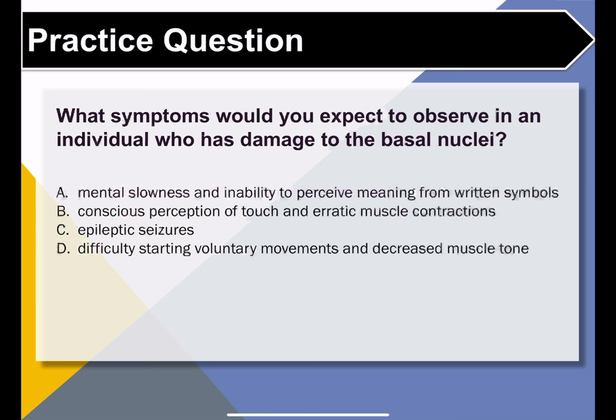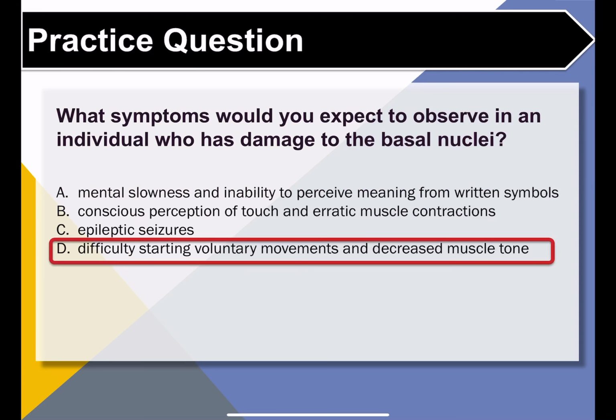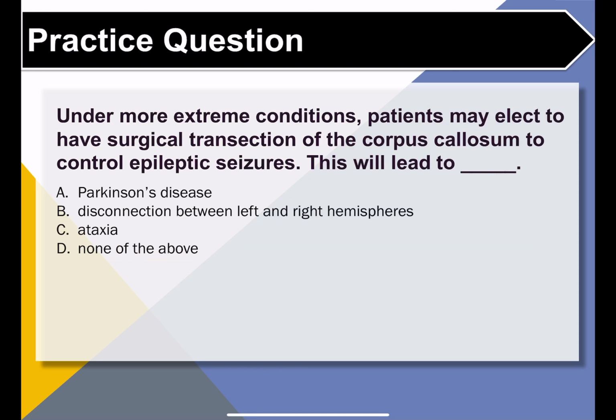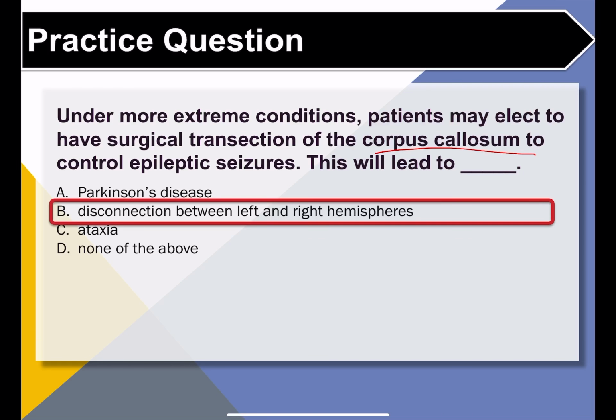What symptoms would you expect to observe in an individual who has damage to the basal nuclei? Difficulty starting voluntary movement and decreased muscle tone, which is the function of the basal nuclei. Under more extreme conditions, patients may elect to have surgical transection of the corpus callosum to control epileptic seizures. This will lead to, remember what the corpus callosum does? A disconnection between the left and right hemispheres. That's the whole point of the corpus callosum, those white matter axons connecting the two hemispheres together.